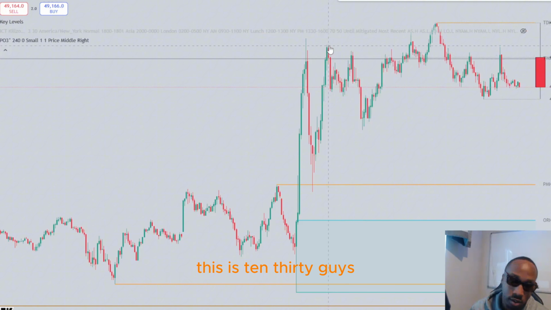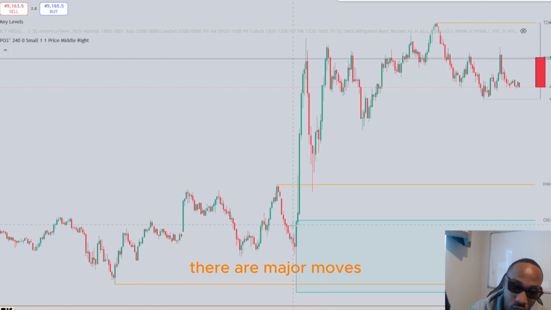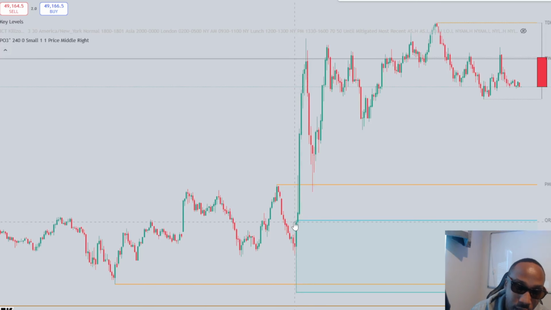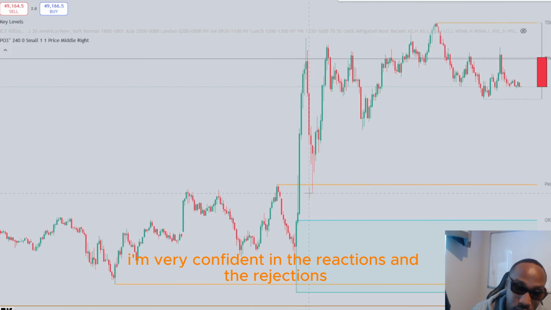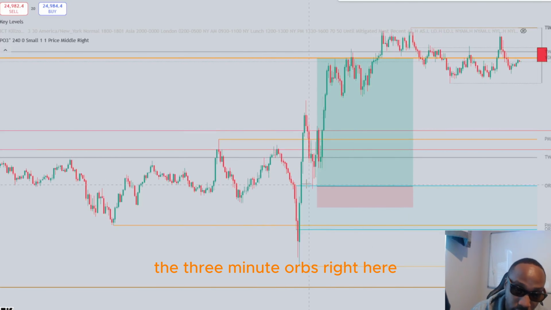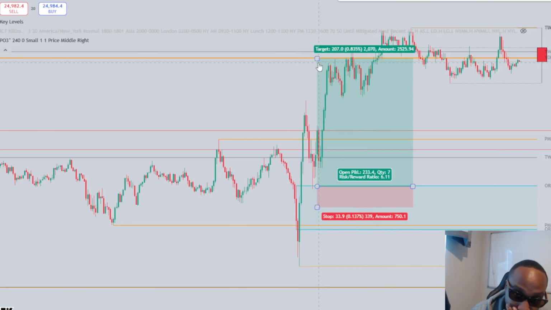This is 10:30, guys. So from 9:30 to 10:30, there are major moves. All you have to do is find out how to get into them, and this is how I do it. I'm very confident in my pushes above this 3-minute ORB. I'm very confident in the reactions and the rejections towards the 3-minute ORB. Right here, you see it. It reacted exactly how I expected it.